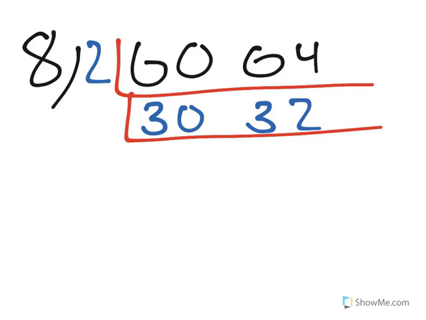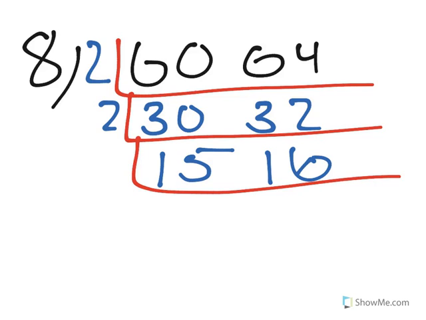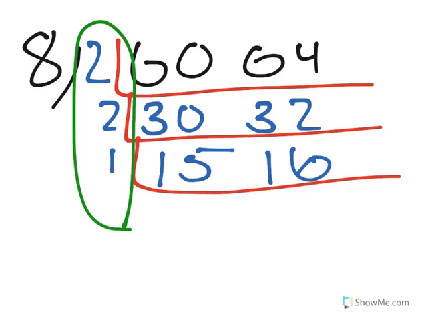Again, I got 30 and 32, two even numbers, so I'm going to start with 2. 2 will go into 30 15 times. 2 will go into 32 16 times. They're not even again, so I can't do 2. So the only thing that's going to go into 15 and 16 is 1. So we're done. Remember, GCF is to the left.